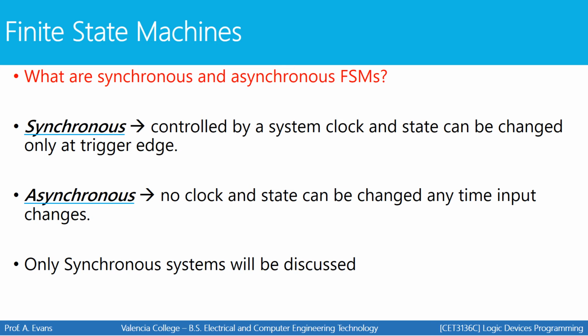So there are two kinds of state machines. You can have state machines that are synchronous, meaning they are controlled by a system clock, and the output state will be changed only at a triggering edge. Or you can have an asynchronous finite state machine where the output changes when the inputs change. For this particular lecture, we're just going to focus on synchronous systems.